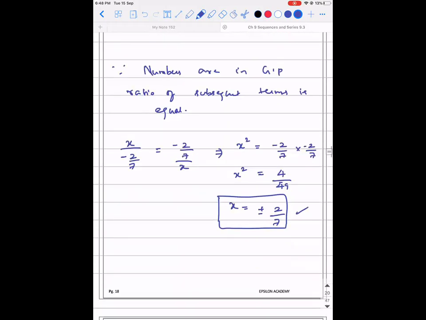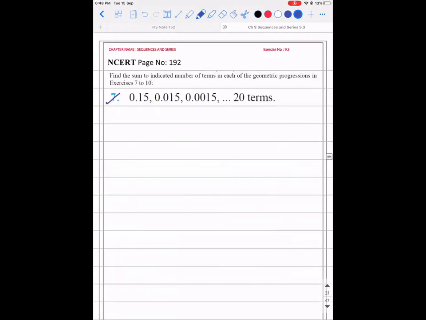Okay. Let's do the seventh one. 0.15, 0.015, 0.0015, and so on till 20 terms. So A is 0.15. R is how much? 0.015 divided by 0.15. How much will it be? 0.1. Multiply and divide with 100, you will have 1.5 divided by 15, you will have 0.1. So 0.1 is the common ratio.